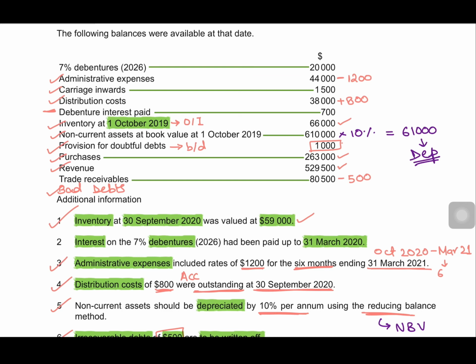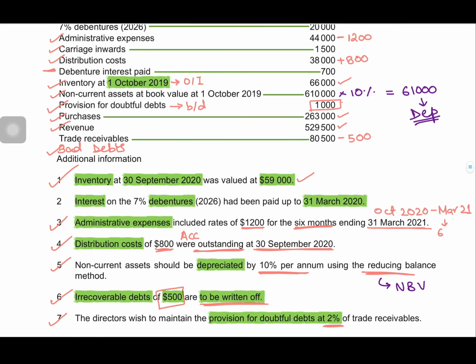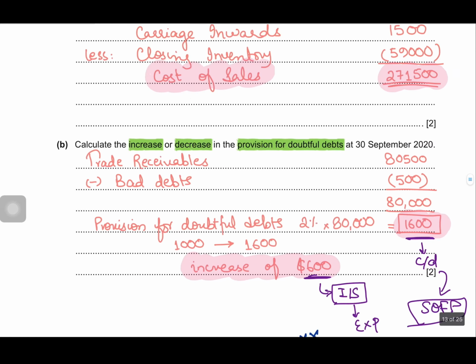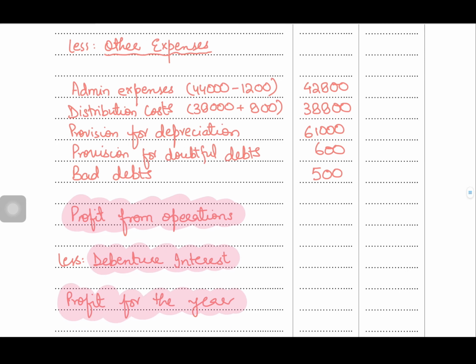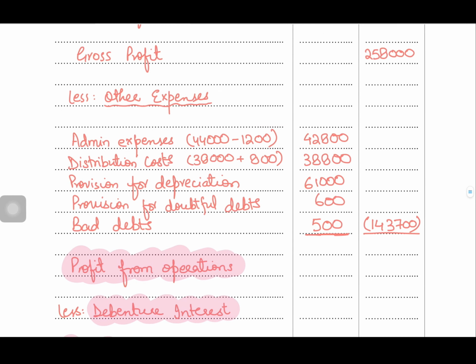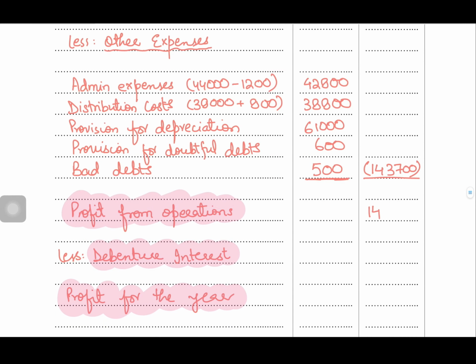Last thing that is left is the debenture interest, right, for which we have an additional adjustment of point number 2. But first we will subtract all other expenses from the gross profit, so that we have our profit from operations, and then from that figure you will be subtracting your debenture interest, so that you arrive at profit for the year. So, the total expenses are 143,700. These will be subtracted from the gross profit, so that we have profit from operations amounting to $114,300, right.